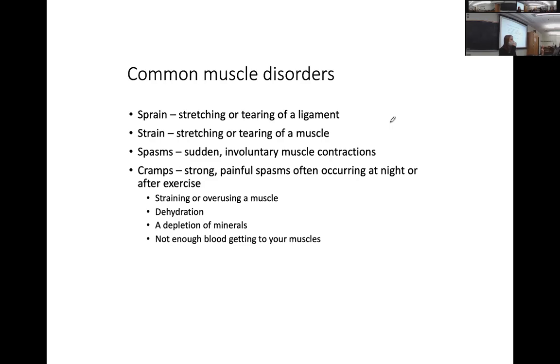And then you have cramps, which are strong, powerful spasms often occurring at night or after exercise, especially if you're dehydrated or don't have enough electrolytes in your body. Maybe you felt a cramp in your calf or your quad, or maybe even your hands or your toes. It kind of feels like somebody's grabbing you. I've had some pretty intense leg cramps through athletics, but that's the straining, overuse of the muscle, dehydration, depletion of those minerals that I was talking about, and not enough blood getting to that muscle, so it starts to contract so that it changes the pressure and allows more blood to get to that area.